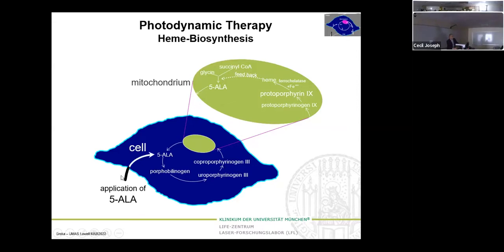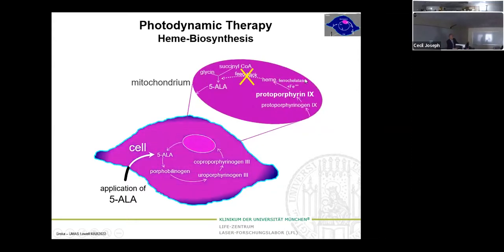When we apply ALA from outside, there is the ABCG2 protein transport, I think, and this is a very nice transport taking up this 5-ALA. Then we bypass this reaction and also this feedback. This reaction takes place, and because the tumor cells are highly active in their metabolic rate, we have a protoporphyrin 9 accumulation here.